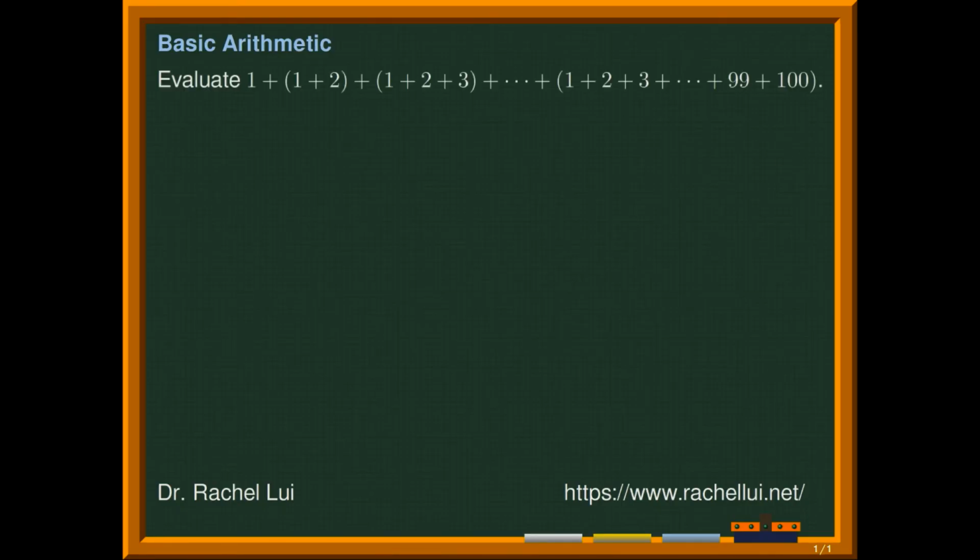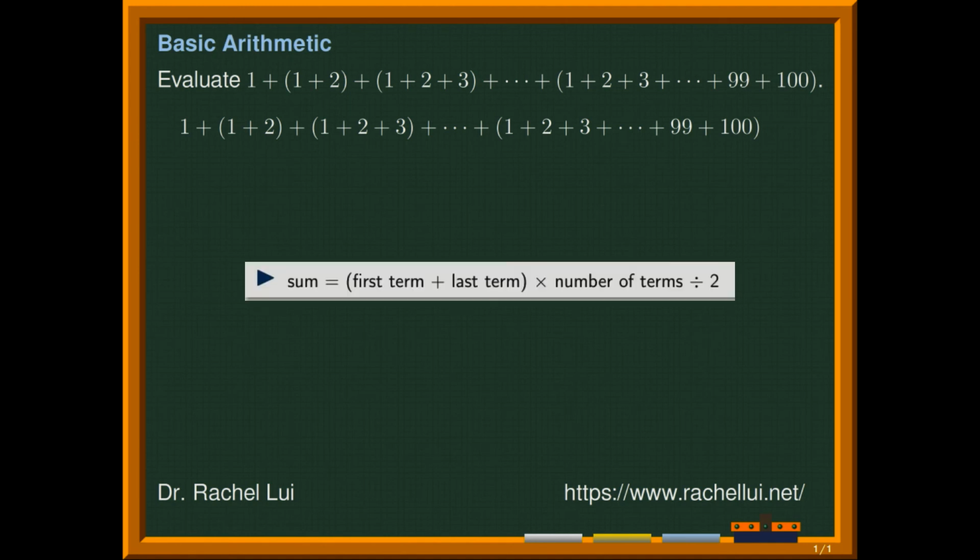This question makes use of the formulas we learned previously. So we are asked to evaluate 1 plus 1 plus 2 plus 1 plus 2 plus 3 and so on until the sum from 1 to 100. So we see that each term is a sum from 1 to n. So we will make use of the formula: sum is equal to the first term plus the last term, times the number of terms, divided by 2.